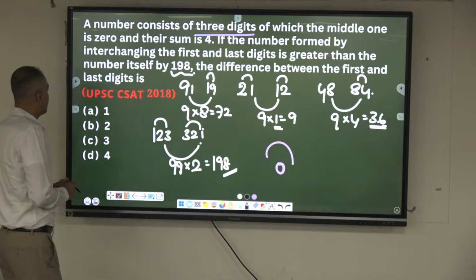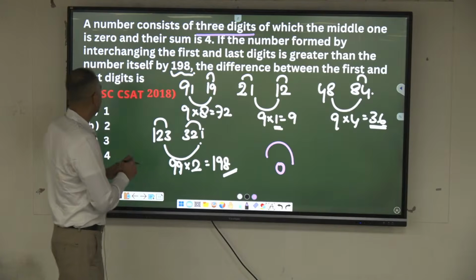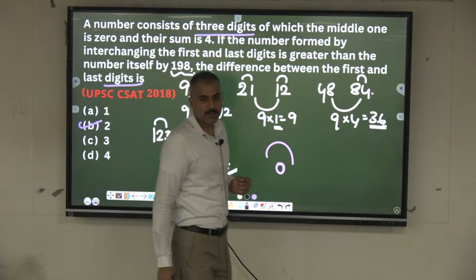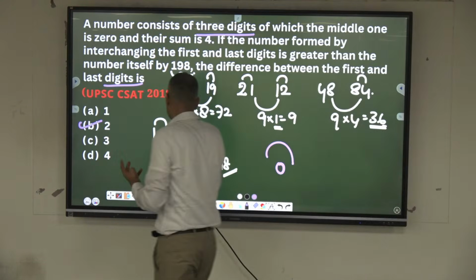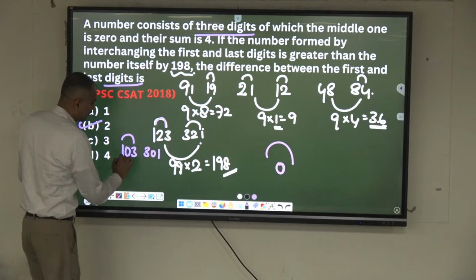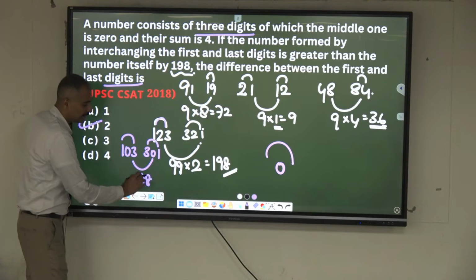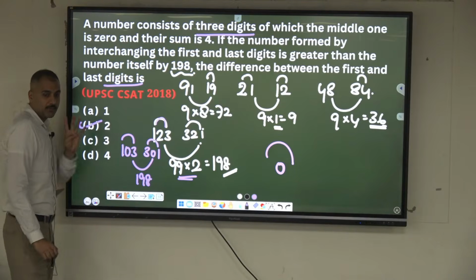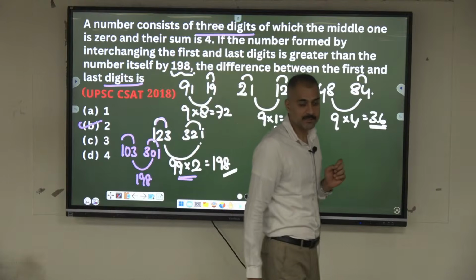Then the difference being 198 means what? The difference between the first and the last digit has to be 99 times 2. For example, if you take 103 and 301, the difference between the digits has to be 2 only. And the difference between these two numbers is 198, which is nothing but 99 into 2. Similarly for 4-digit numbers also, triple nines. That is the application of triple nines.